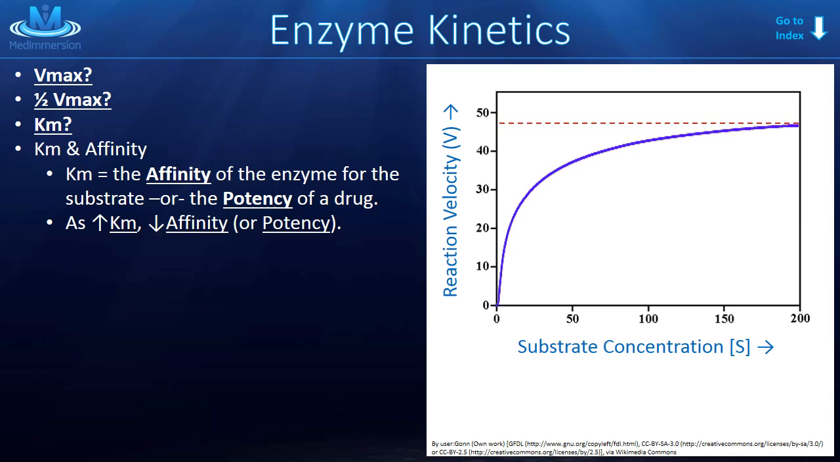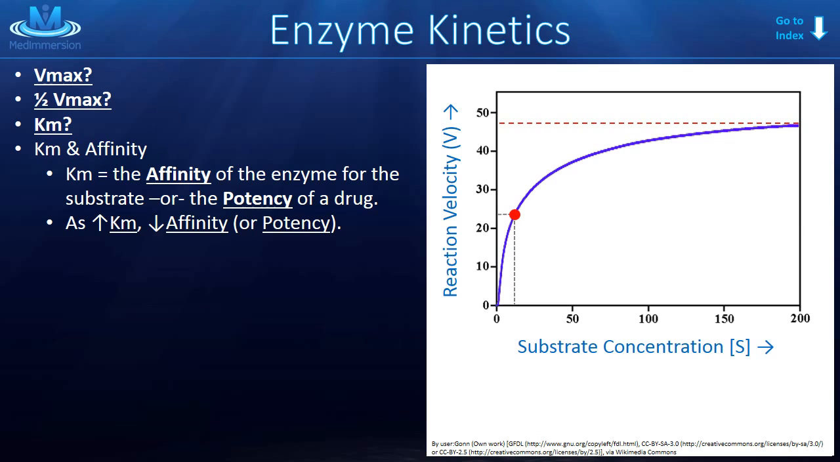Yeah, so half Vmax is exactly halfway between that rate, which we call Vmax, and 0. What do we use half Vmax for? Well, we use it to find the Michaelis Constant, or Km, and we do that by placing a point on the graph or on the curve and then running straight down to the x-intercept. The Km represents the affinity of the enzyme for the substrate, or the potency of a drug.